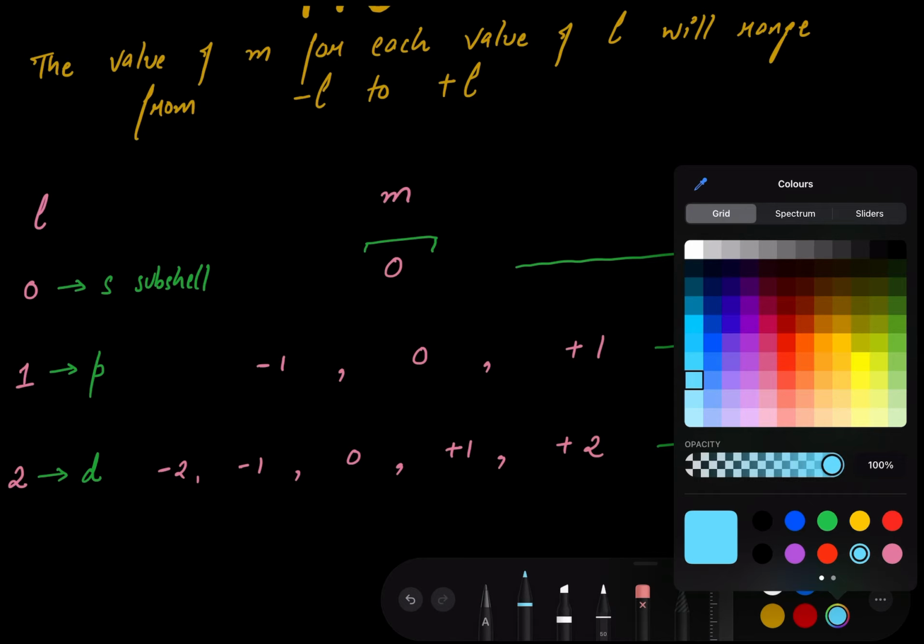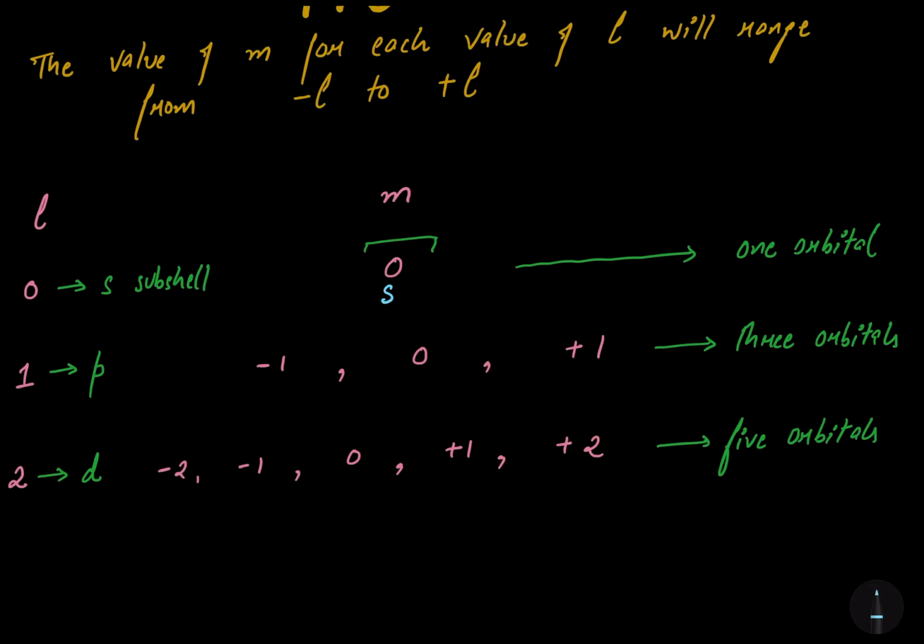Now when m is 0, that stands for only s. Let's talk about the p. For p, the minus 1 stands for px or py, the 0 stands for pz, and again plus 1 stands for px or py. So these values are fixed. You have to learn them.